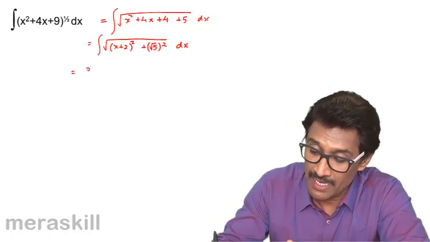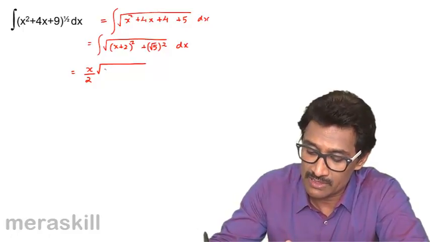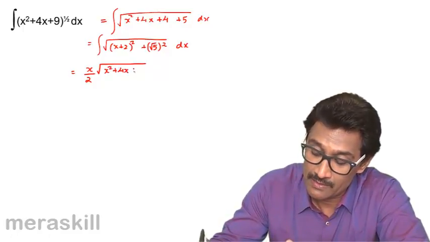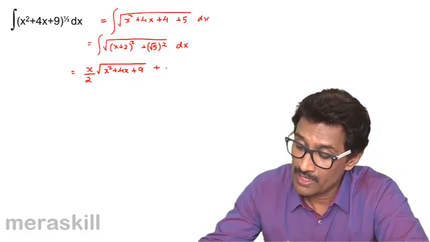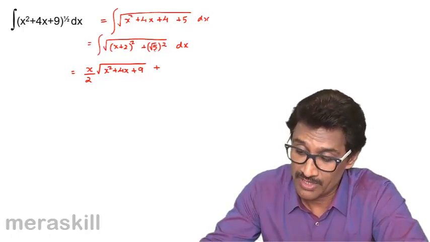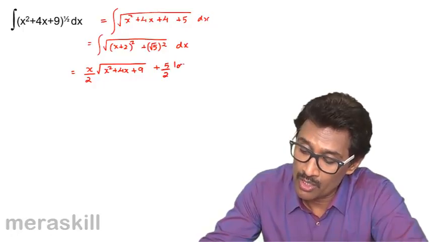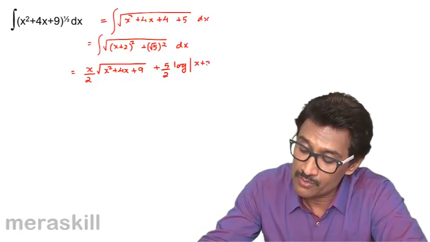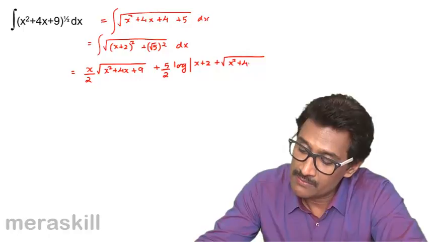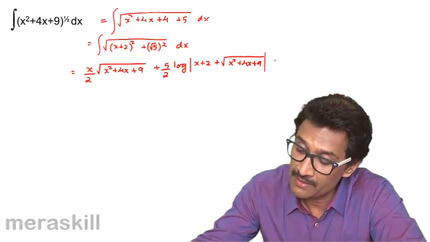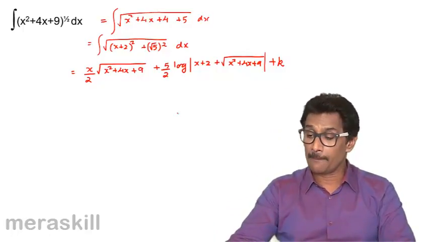Remember, this is nothing but x by 2 into root x square plus a square, which is nothing but x square plus 4x plus 9, plus a square by 2. A in this case is root 5. Okay, root 5 the whole square, which is going to be 5 by 2 into log x, that is x plus 2, plus root x square plus a square, that is x square plus 4x plus 9 plus k. So hence we have this kind of thing.